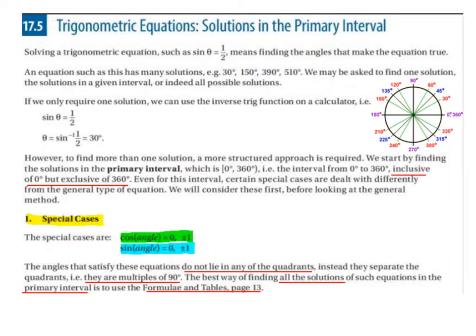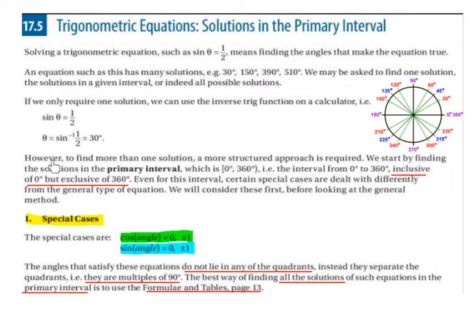So there's an infinite number of possibilities. We may be asked to find one solution, the solutions in a given interval, or indeed all possible solutions. If we only require one solution, we can use the inverse trig function on a calculator, i.e. sine of theta equals a half, so theta equals the inverse function of sine of a half, which is 30 degrees. So if you put into the calculator sine to the power minus 1 of a half, you're going to get 30 degrees.